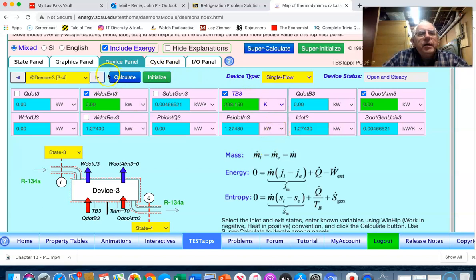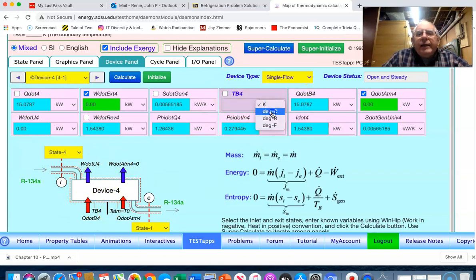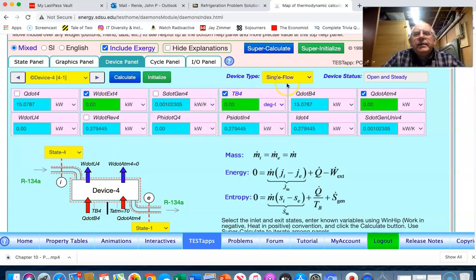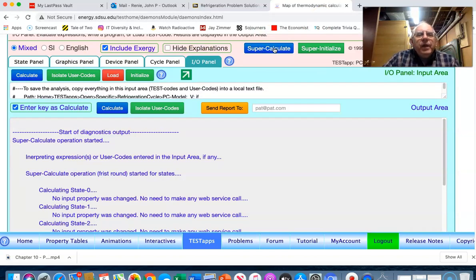so you don't have to worry about this TB. But now when we go to the device 4, which is the evaporator, we know in this particular case that the heat transfer is coming in. The heat transfer that this is bringing in from the cold medium is also coming from the dead state temperature and not 298. And so now we have those properly given. If I do a super calculate then, it recalculates everything.